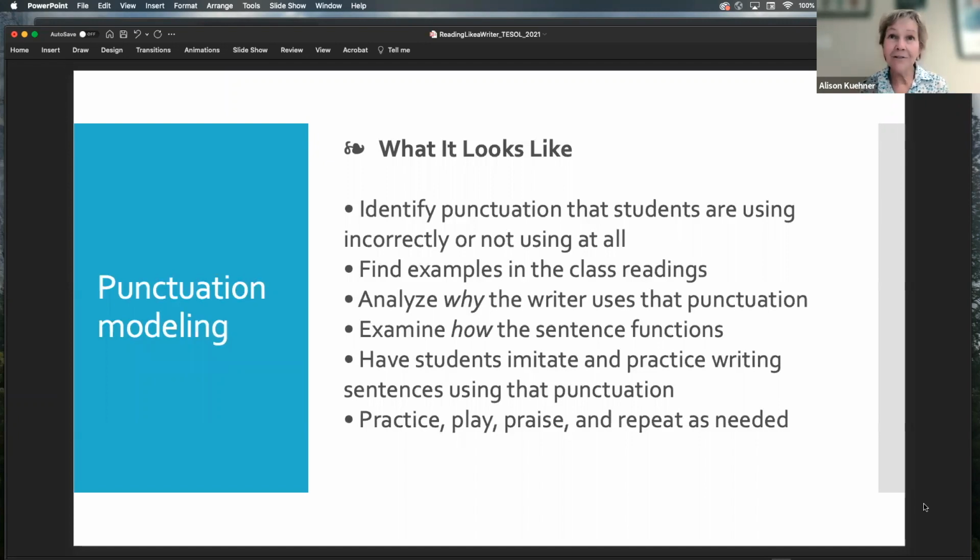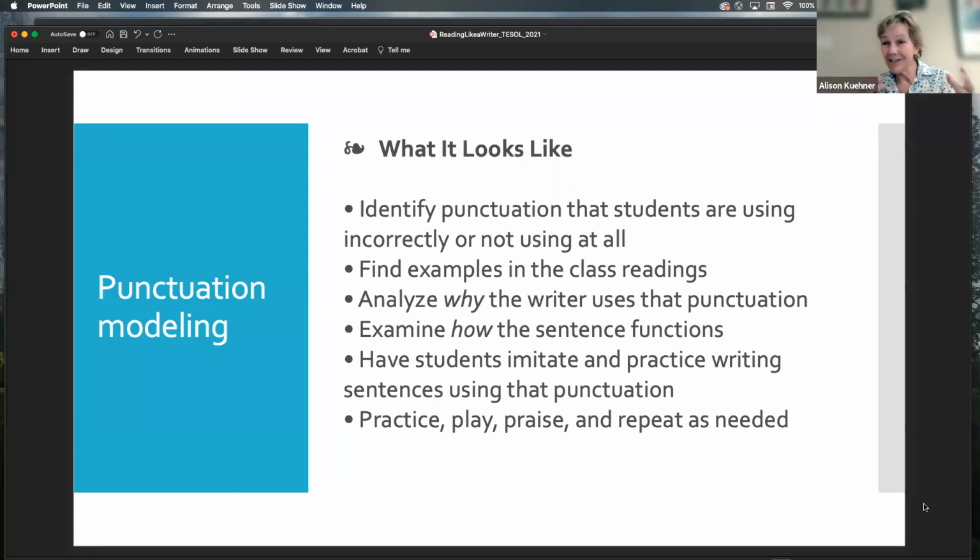Now, one can also do this with punctuation, and punctuation can solve some sentence problems and some errors. Like, I almost always have students who write run-on sentences. And I think it's a lot because they use commas and they don't use semicolons. And sometimes they don't know how to use commas either. Anyhow, you can do a very similar activity. You can look for punctuation.